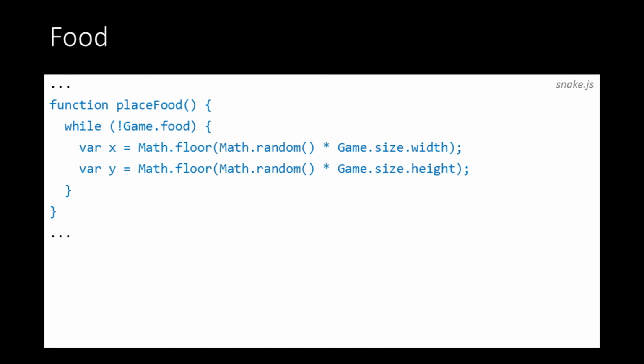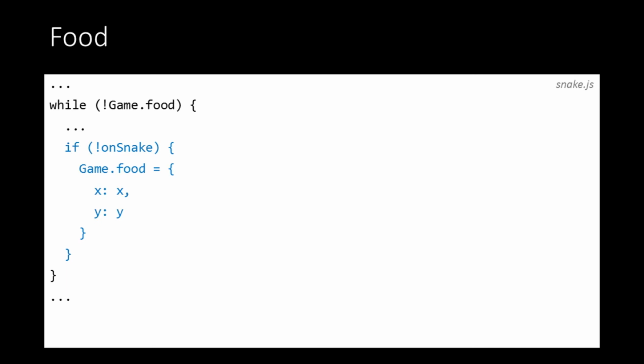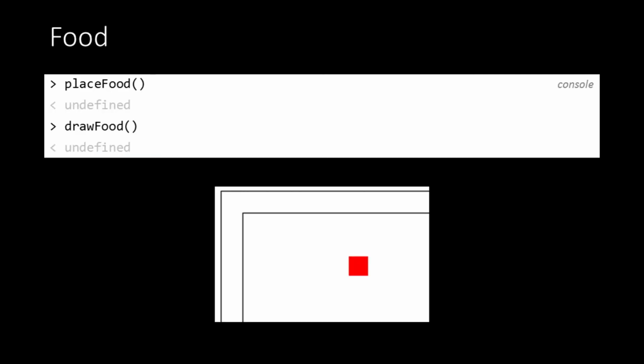I'll create a placeFood function. This puts the food in a random position on the game area. Now to prevent the food from being placed on top of the snake, we'll compare the food's position to each of the snake's blocks and set the onSnake property to true if it is on the snake. And if the food is not on the snake, we'll set the game's food property to the random food position. Now in the console, if we execute placeFood and drawFood, you should see the red food block being placed in a random position on the game area.